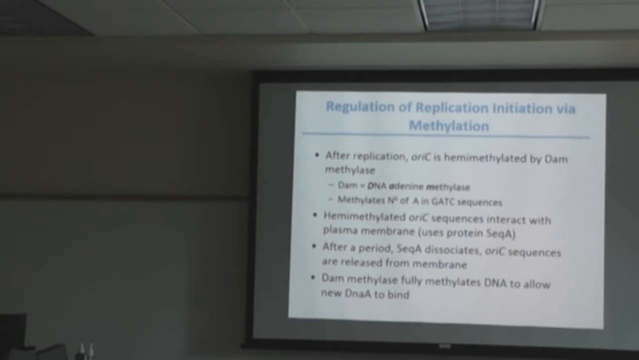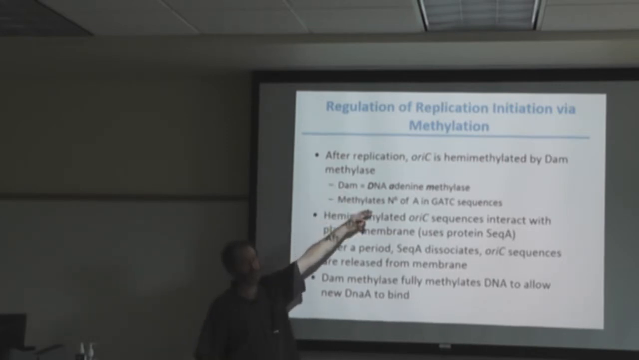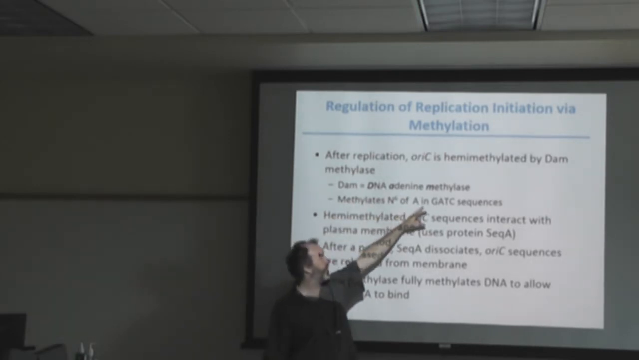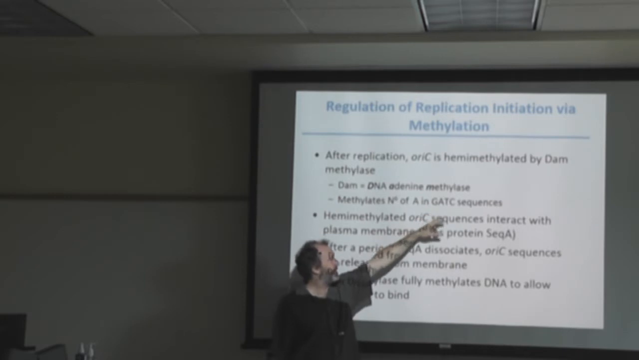So, regulation of replication initiation via methylation. If you remember from micro class, or if you had it, microbes tend to methylate their DNA, right? After replication, the origin is hemimethylated by DAM methylase. DAM methylase means DNA adenine methylase, which methylates the N6 of A in GATC sequences.